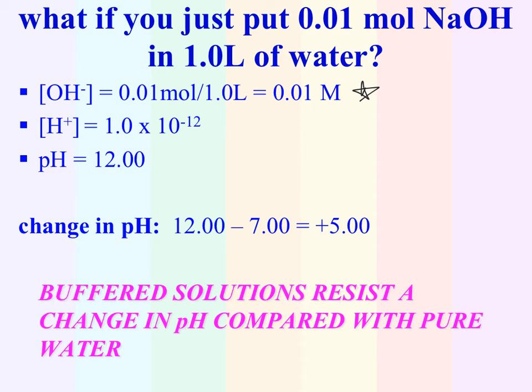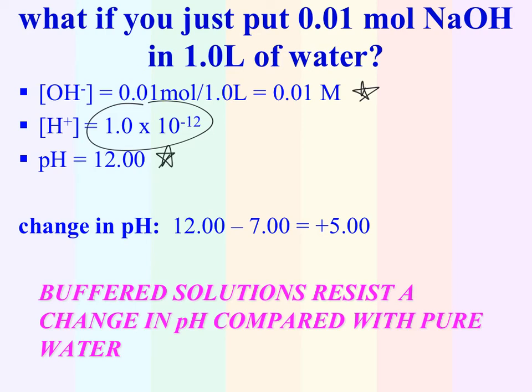Okay, I can utilize the Kw expression to calculate my H+ concentration. So 1.0 times 10 to the negative 14th divided by 0.01. That gives me the concentration of H+, which is 1.0 times 10 to the negative 12. If I take the negative log of that, that's going to give me a pH of 12.